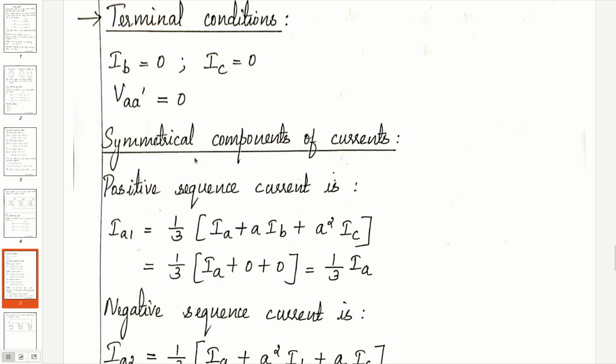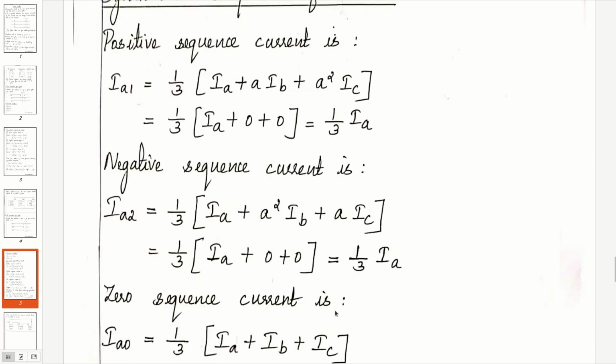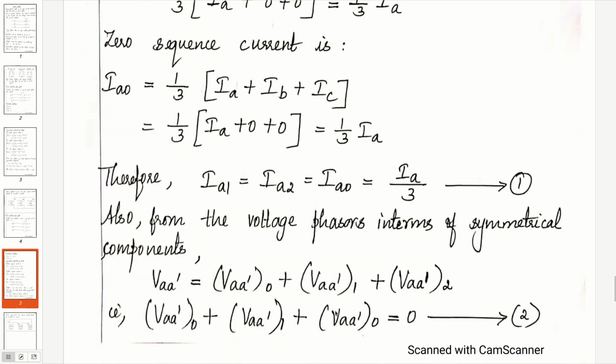So now we write the symmetrical components of currents. Positive sequence current IA1 is equal to 1 by 3 into (IA plus aIB plus a squared IC). On substituting the terminal conditions, we get 1 by 3 IA. Negative sequence current IA2 is equal to 1 by 3 IA. In the same way, zero sequence current IA0 is also equal to 1 by 3 IA. So we infer that IA1 equals IA2 equals IA0 is equal to IA by 3.